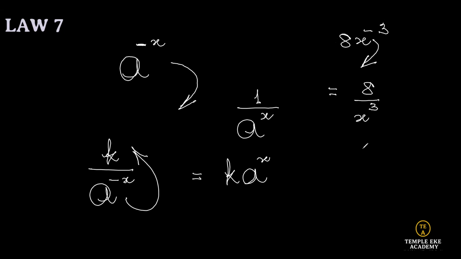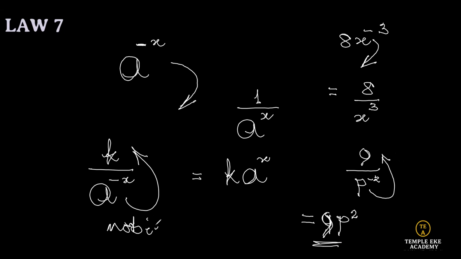Now if we have 9 on p squared, p to the power minus 2 rather, so that we have the minus, there is a minus sign in the power, and that guarantees the movement back into the numerator position. So we have 9, and then p joins as p to the power ordinary 2. The minus has been employed in the movement. I refer to this as mobility. A negative power guarantees a movement from denominator position into numerator position and vice versa. All right, let's move on.